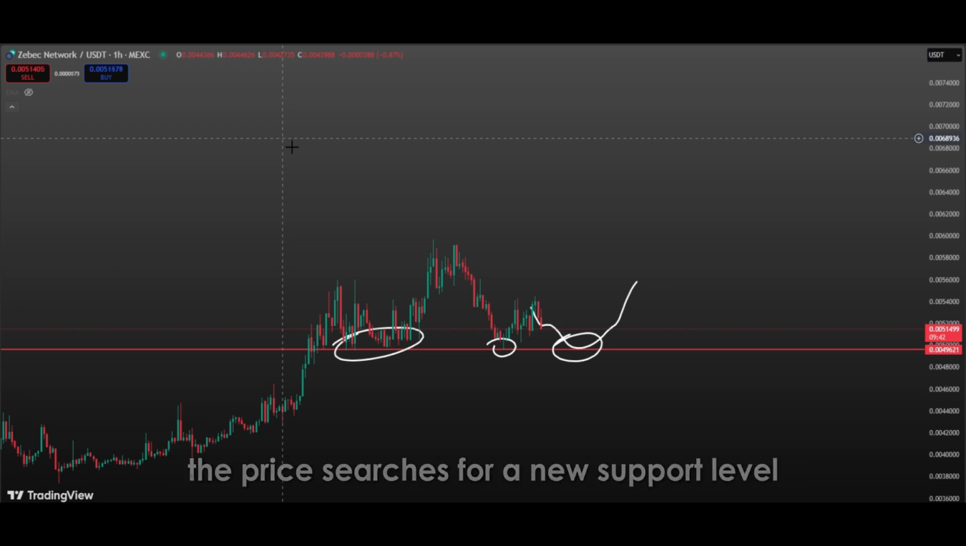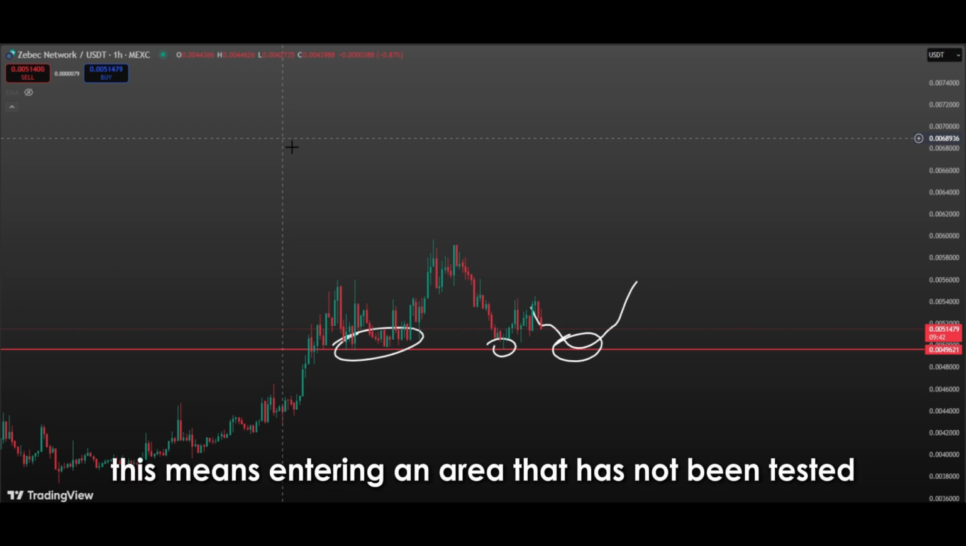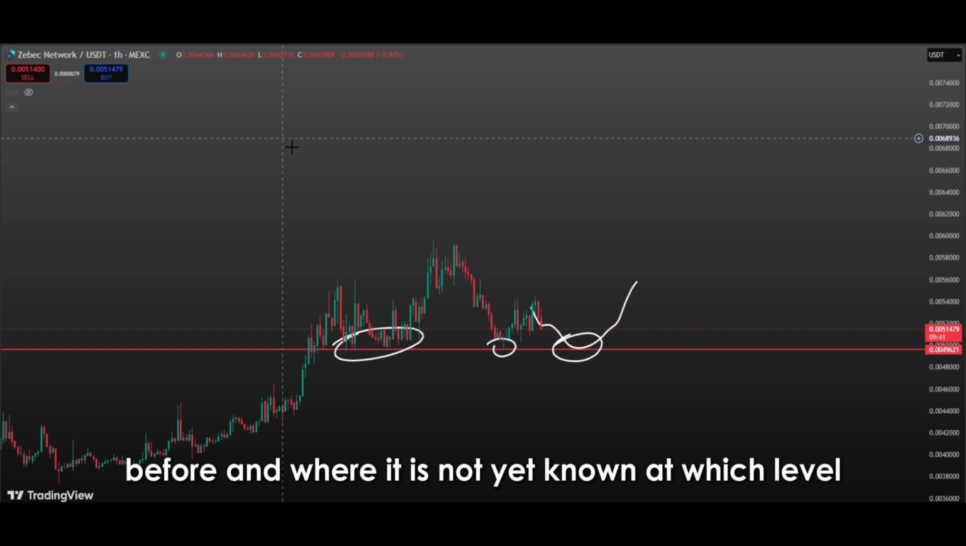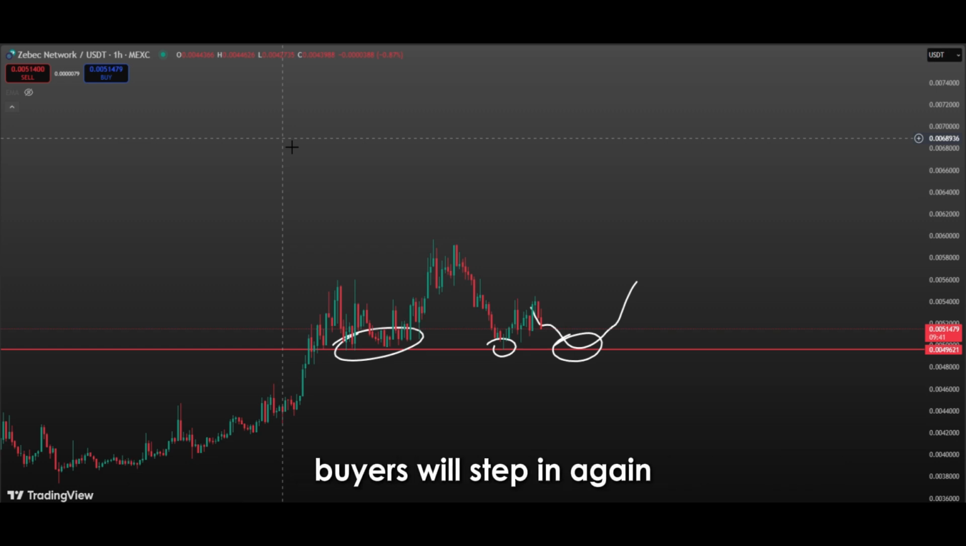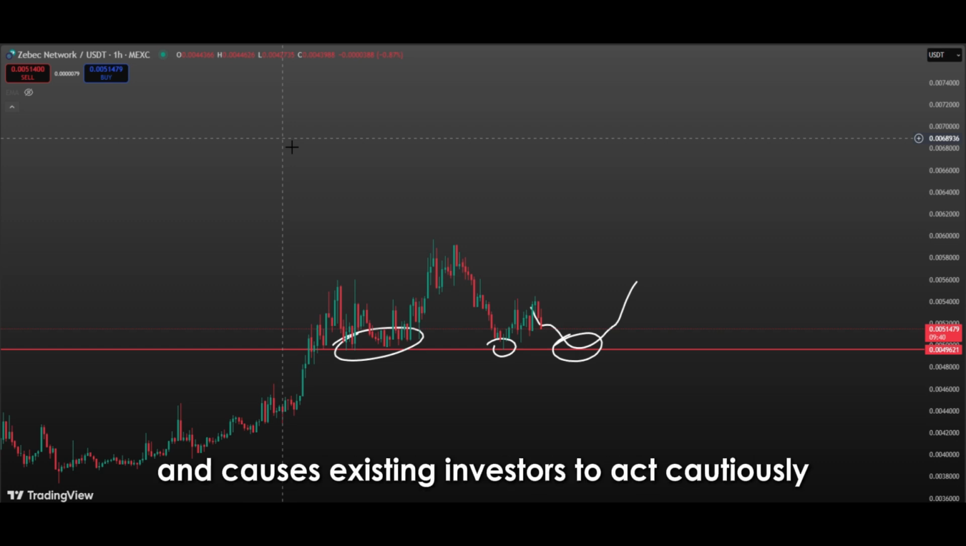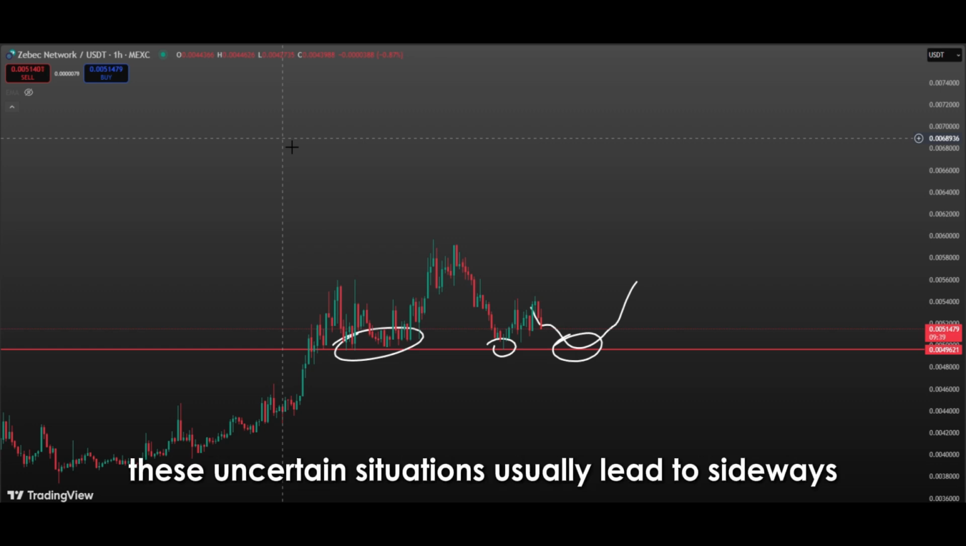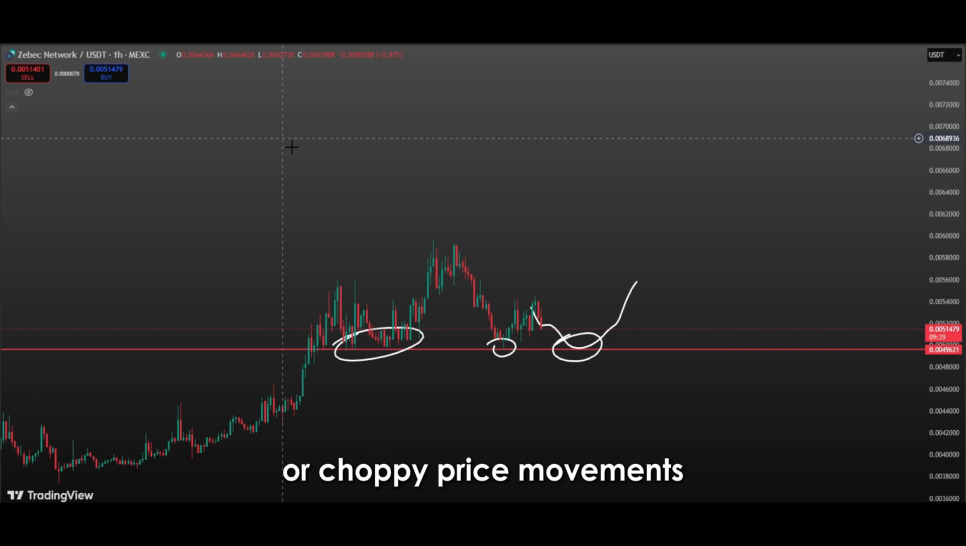After such a breakdown, the price searches for a new support level. This means entering an area that has not been tested before and where it is not yet known at which level buyers will step in again. This uncertainty prevents new investors from entering the market and causes existing investors to act cautiously. From a technical analysis perspective, these uncertain situations usually lead to sideways or choppy price movements.